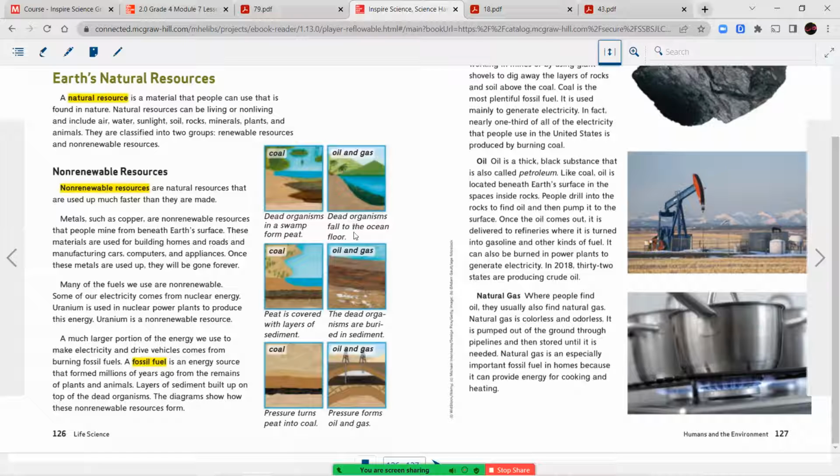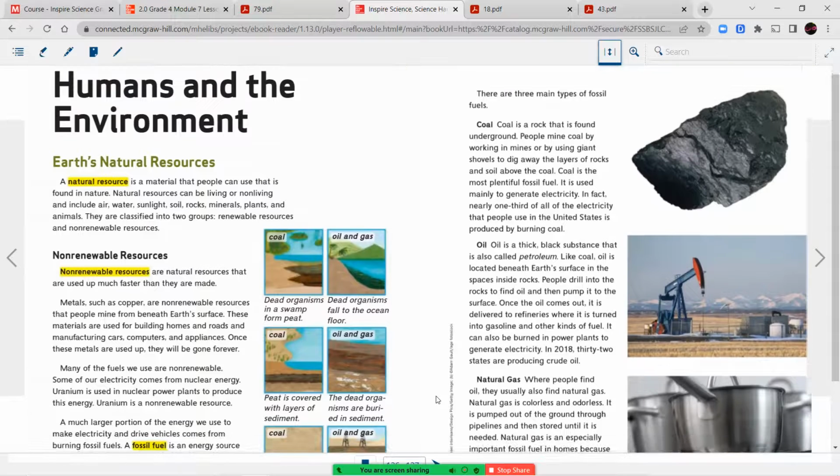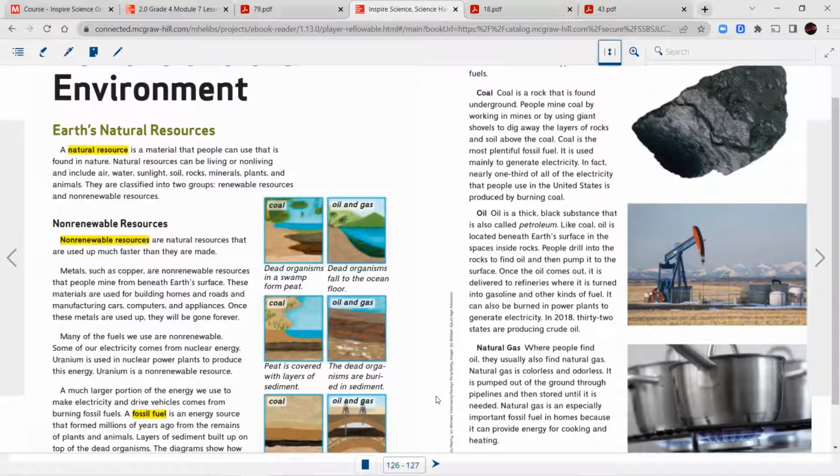For oil and gas, we have dead organisms fall to the ocean floor. The dead organisms are buried in sediment, so just like the coal, and the pressure there forms oil and gas. There are 3 main types of fossil fuels. Coal. Coal is the rock that's found underground. People mine coal by working in mines or by using giant shovels to dig away the layers of rock and soil above the coal.